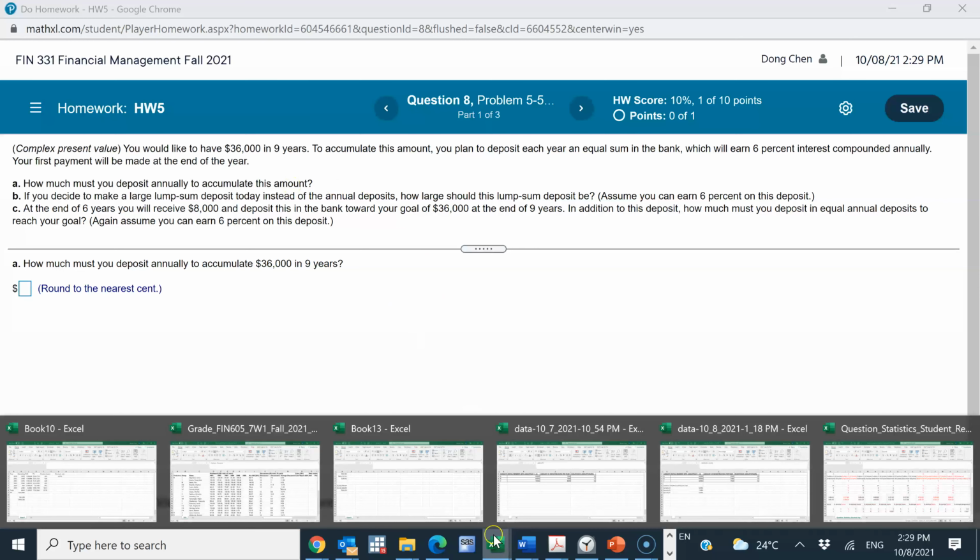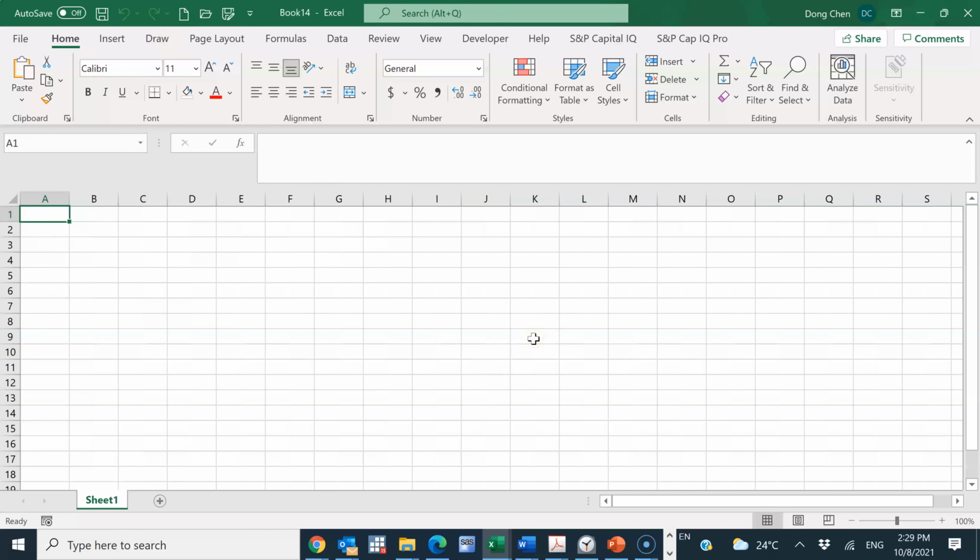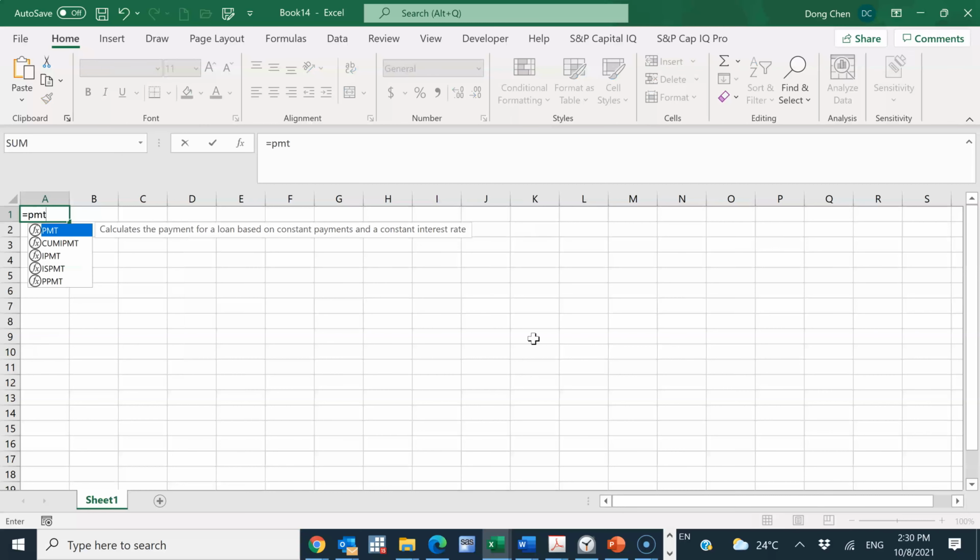So let me use a new Excel worksheet as my calculator. What's convenient about Excel is that it has many financial functions already built into the software, so we can just pull out those functions to facilitate the calculations. In this case, there's a function called PMT, right? That stands for the payment. Equals PMT and then open.